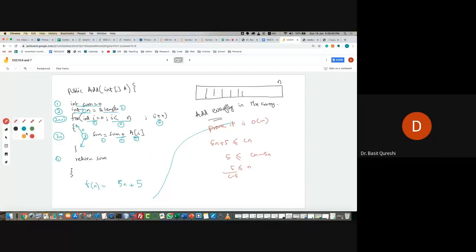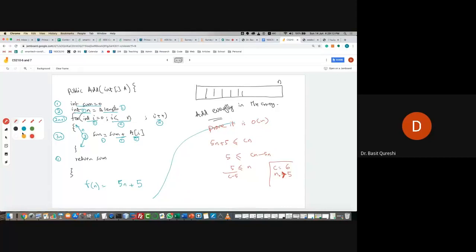And then you can just satisfy this with C equals 6. C equals 6, very good. And then Cn is bigger than 5. Bigger than 5 should work. Yes, any value larger than 5 would work. So we have proved that this is big O of n.